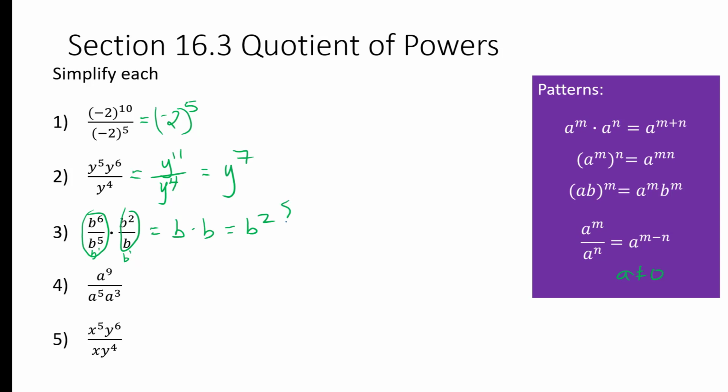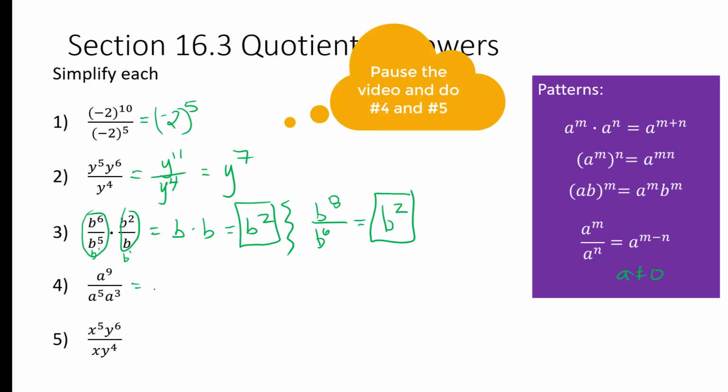Okay, let's do another method though. Let's suppose you multiplied across first. Then I'd have b to the 8th divided by b to the 6th, and that would give me b squared. So either way, we're going to get b squared. 2 different ways of seeing it. For this one, I think it's easier to multiply the denominator first. Give 4 and 5 a try, pause, and then check your answers.